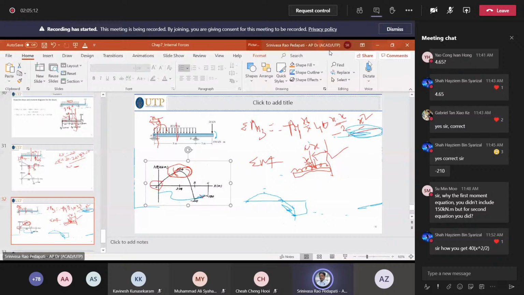40 into x square by 2. 40 is the w, x is the distance. x into x by 2, x square by 2, is how we got it. 40x is the load, x by 2 is the distance where it is acting. That is how, Mr. Shah.